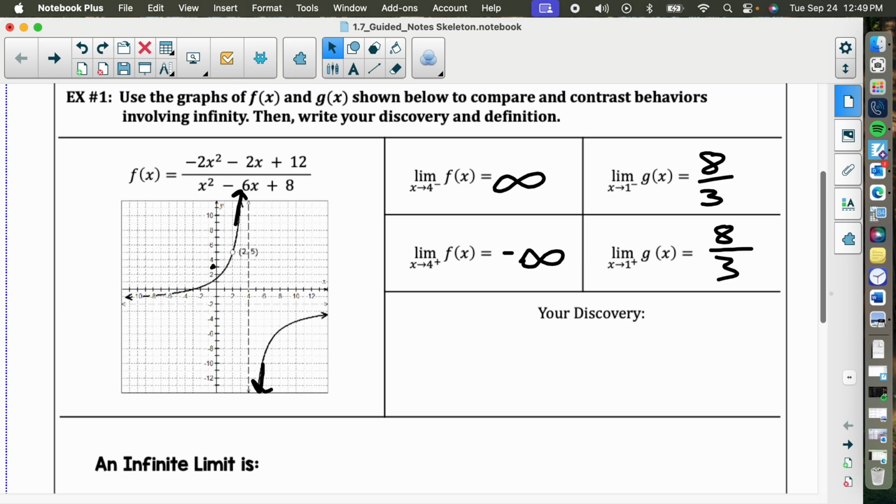Okay, we're going to pretend you would have made a discovery even though we already knew what it was. So the discovery here is that factors that cancel create a hole, and factors that remain on the denominator are vertical asymptotes. Nice discovery.